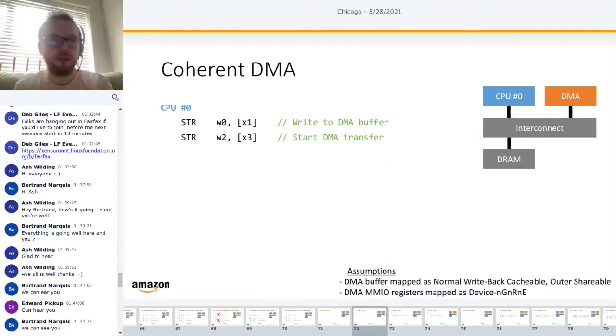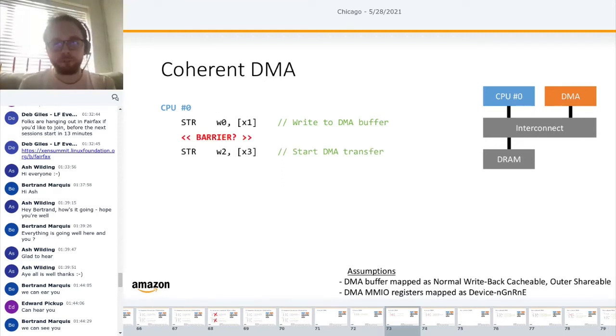And so the exact same rules apply that we were thinking about earlier. Do I want these two things to be able to be reordered with respect to one another? Well, no, because I don't want the DMA engine to start transferring before I've actually written into the DMA buffer. Can they be reordered with respect to one another? Yes, because there are no register or address dependencies. So I'm going to need a barrier.